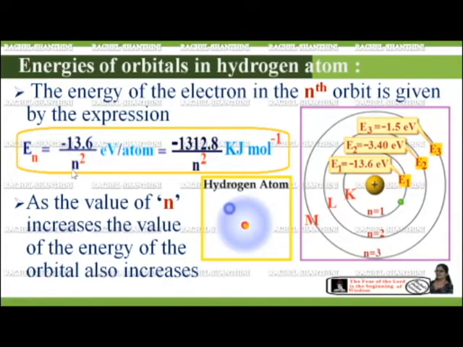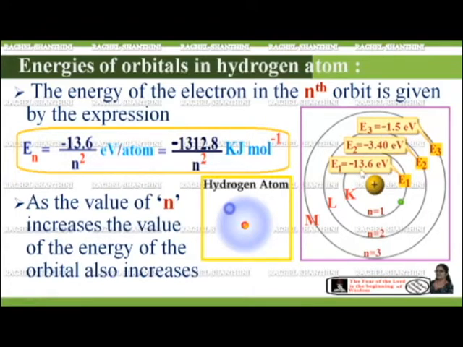If we substitute the value of n equal to 2 in this expression, then we get En is equal to minus 13.6 upon 2 into 2, that is 4. So when we divide minus 13.6 upon 4, we get the value of En as minus 3.40 electron volt in the L shell. If we substitute the value of n equal to 3 here, then we get the value of En as minus 1.5 electron volt in the M shell.